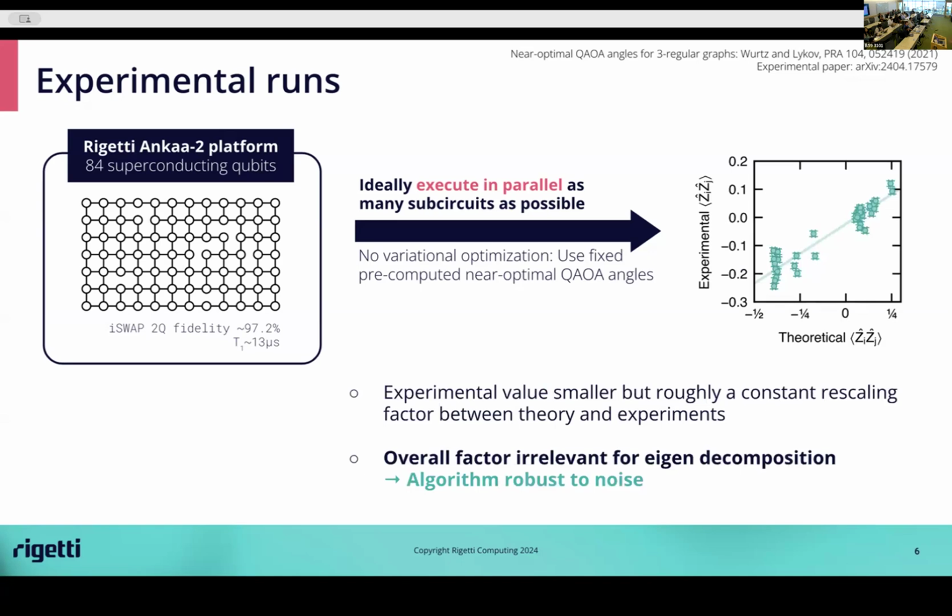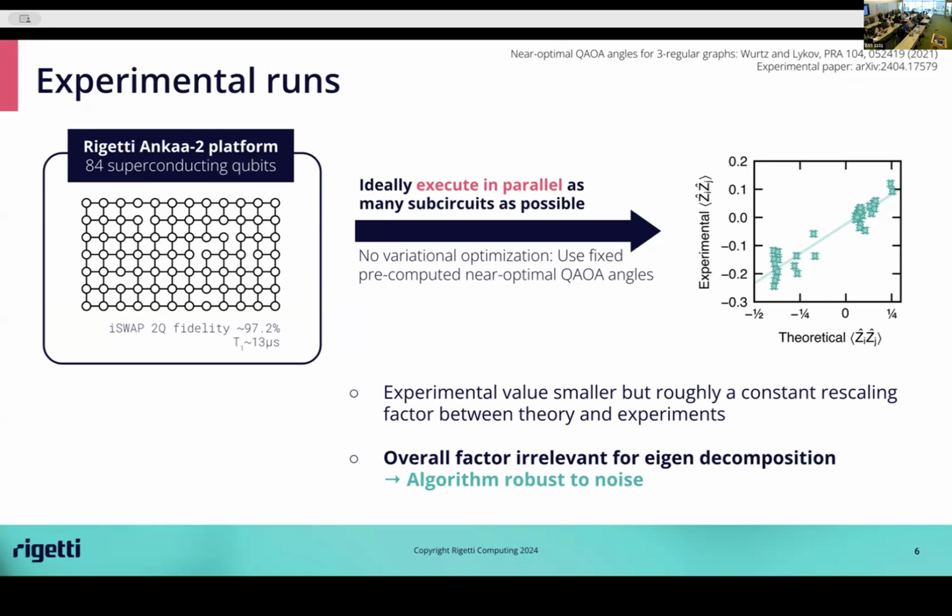Here's the kind of results that we get. The results are just expectation values, the ZiZj. So y-axis experimental data, x-axis the theory simulated. Experimental is not exactly what you get theoretically, because you have noise on hardware. A nice property that I want to highlight is that all the data points fall along the same line. And what that means is that between theory and experiments, your experimental expectation values are rescaled by some factor. But because they all fall along the same line roughly, that factor is constant.